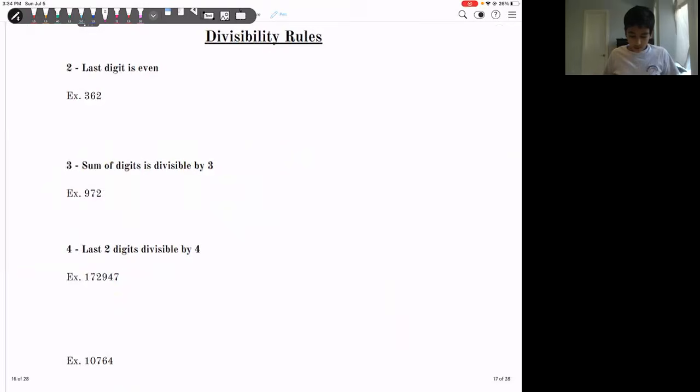Okay, so now let's look at some divisibility rules. For the divisibility rule for 2, just look at the last digit and see if it's even or not. So for 362, the last digit is 2, so of course it's divisible by 2. Okay, so that was a simple one. I'll move on to a more complicated one. For 3, the sum of its digits has to be divisible by 3. So for 972, for example, 9 plus 7 plus 2 is 18. And we can take this step even further: 1 plus 8 is 9. And this is divisible by 3, so this works, and this whole number here is divisible by 3.